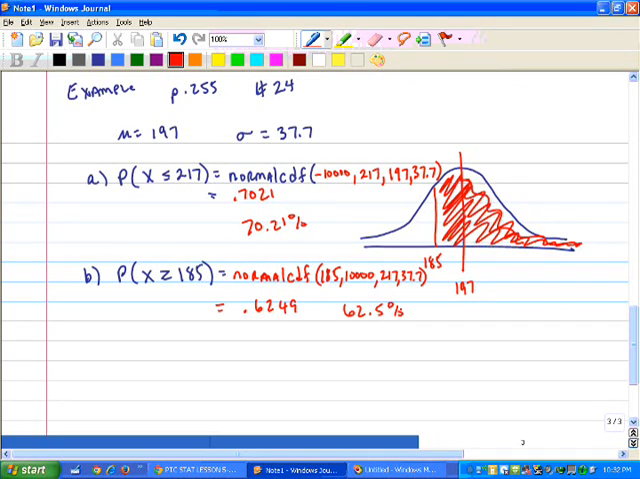But the problem asks us, if we selected 200 women for a study, how many would we expect? We would expect about 62.5% of those. So our answer is going to be 0.6249 times 200. Which in your calculator is about 125. So we would expect 125 women out of the 200 to have a cholesterol level greater than or equal to 185.